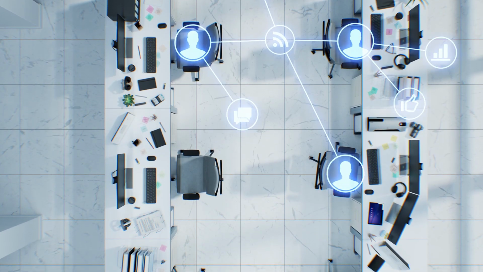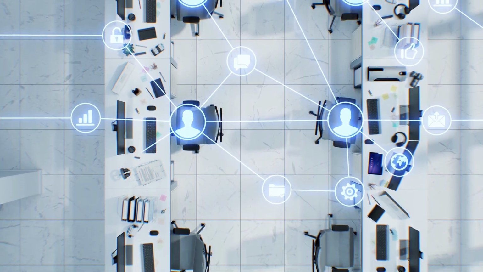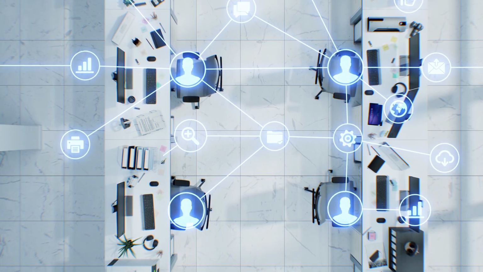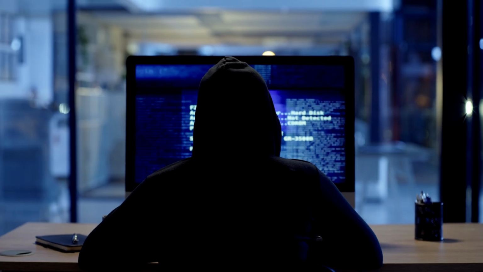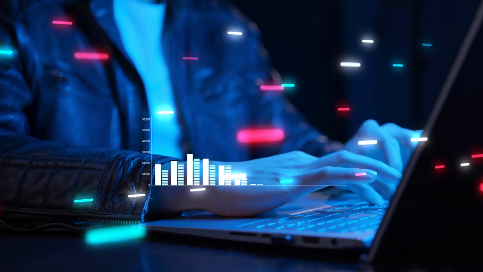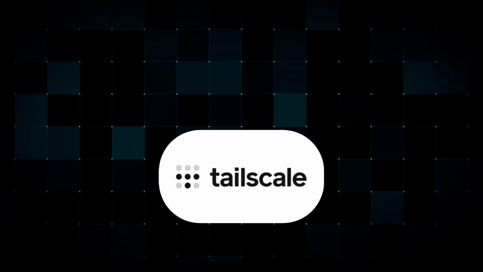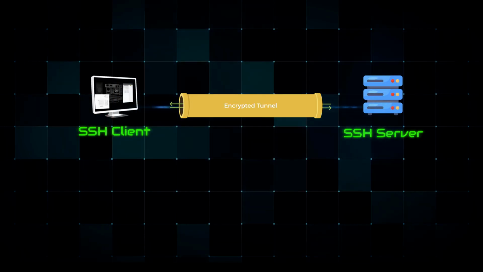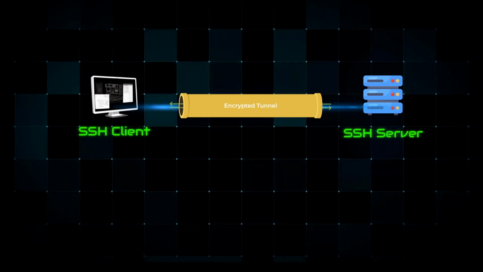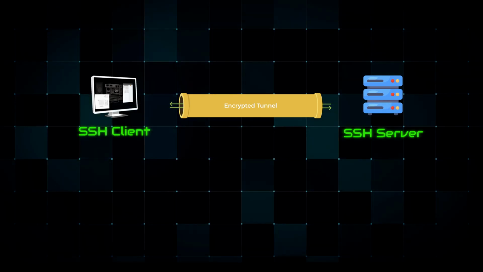Now here's something important. What we just did only works when both systems are on the same local network. But what if your Linux system is at home and your Windows laptop is somewhere else? This is where Tailscale becomes extremely useful. Tailscale creates a secure encrypted VPN tunnel between your devices, allowing them to communicate securely from anywhere.